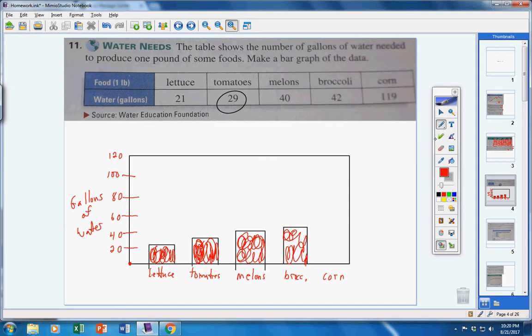And then of course corn is 119, so way up here, almost to the top. But not quite. And then color that in. And there's our bar graph. Now a couple more things we have to do. First of all, we have to label this down here. So that's going to be food. It's going to be pounds of food.